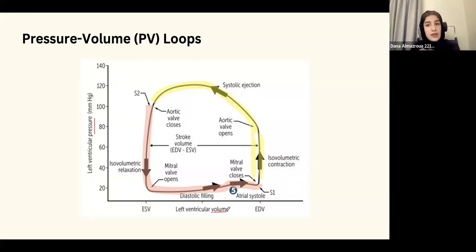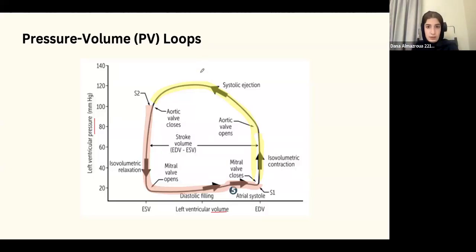Of course, pressure volume loops, unlike the cardiac cycle, refer to the left side of the heart. So it talks about the left atrium, the left ventricle, the mitral valve, and the aortic valve, but it does not talk about the right side of the heart. It mainly discusses what's happening on the left side of the heart, okay? So that's something to keep in mind.